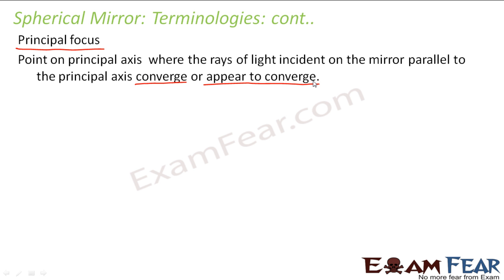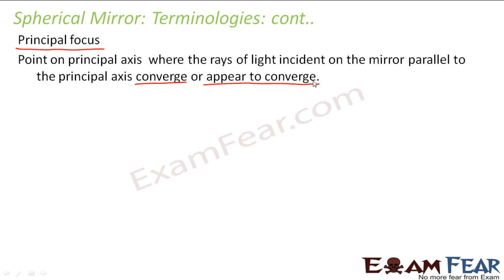Looks complicated, right? But it is not actually. It says that this principal focus is a point on the principal axis. What happens at that point? Any ray of light which falls on the mirror parallel to the principal axis, after reflection, will either converge at that point or appear to converge at that point. Then that point is known as principal focus.